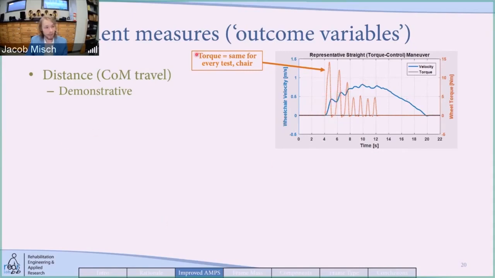So the first outcome variable is distance. And this is represented by sort of just the area under this curve. Velocity is in meters per second. We multiply that by the seconds of the maneuver to find the total distance that it traveled. Right? Just integrate along this line.